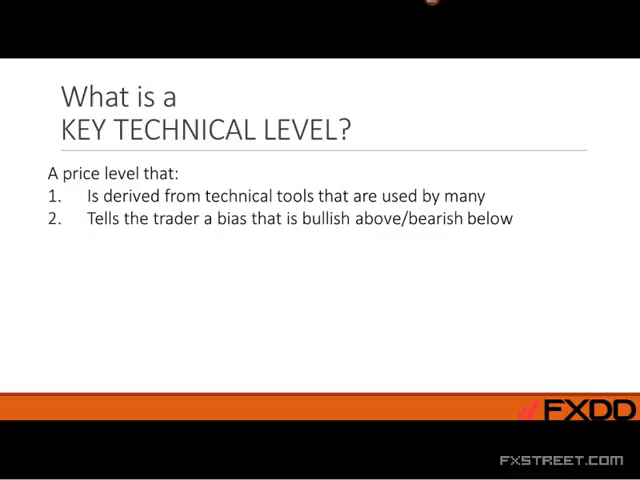So the technical tool has to be what I call unambiguous, okay? It can't be ambiguous. An ambiguous tool is one that tells you overbought or oversold. That is an ambiguous trading tool because a market can get even more overbought or even more oversold. And that hurts your position.